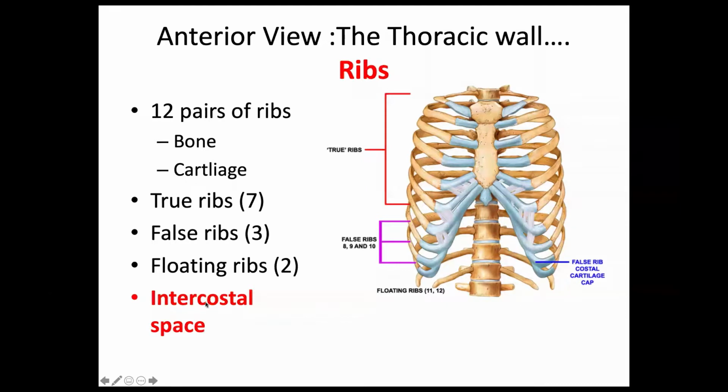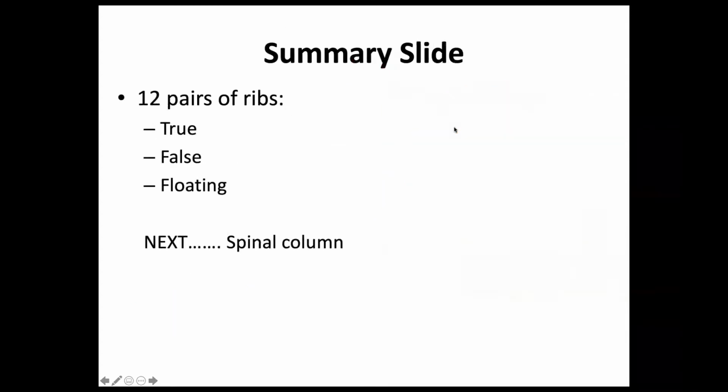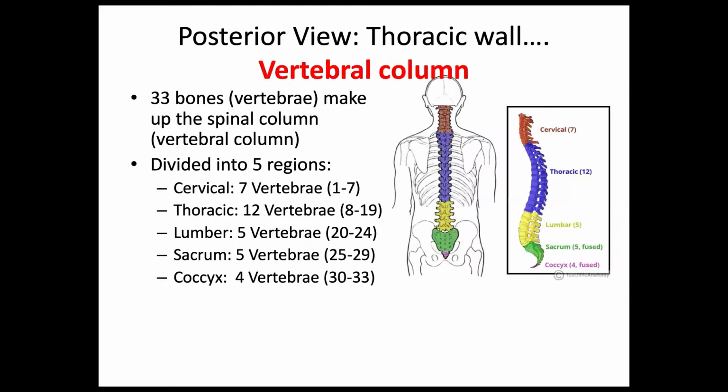Intercostal spaces is going to become a lot more relevant today, and that's this space here. In between the adjacent costal cartilages and ribs, you have a space here. We've got first intercostal space, second, third, fourth, fifth, sixth, seventh, eighth, ninth intercostal space. Intercostal means between the ribs, and that's going to become relevant later on today. We then discussed this briefly about true, false, floating ribs. We then went on to the spinal column.